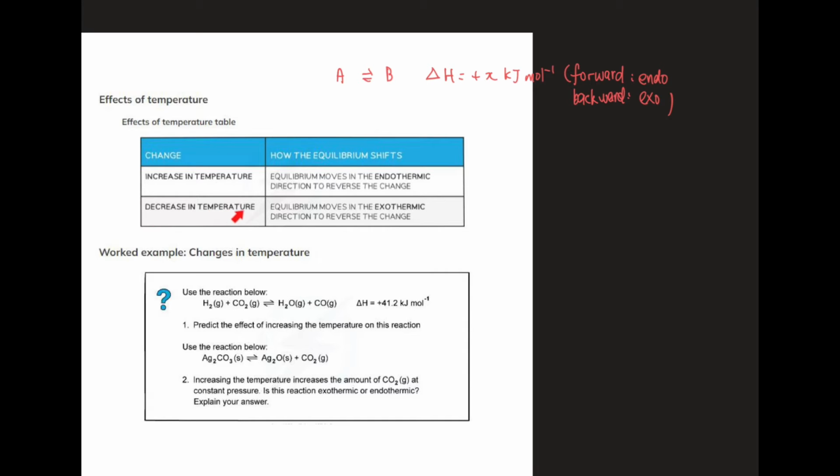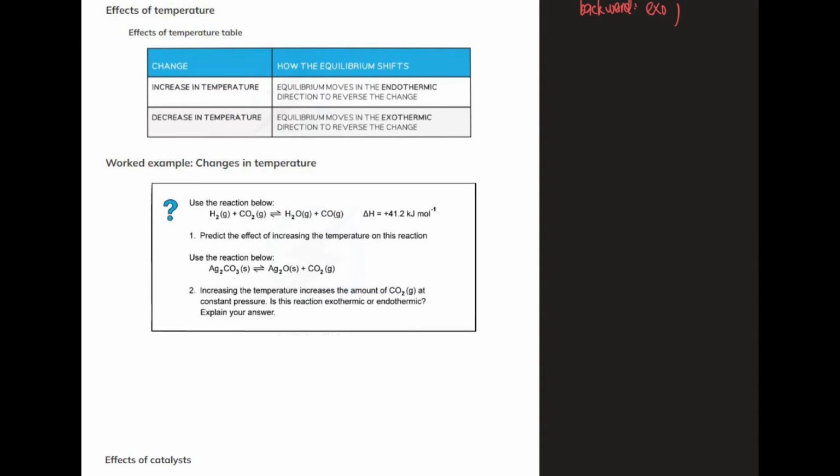Decrease in temperature, equilibrium moves in the exothermic direction to reverse the change. So that means shift to the direction that causes exothermic, and exothermic releases heat to the surroundings to compensate the decrease in temperature, to heat up the surroundings, so it minimizes the change here. So let's see an example here. Okay, now let us discuss this straight away.